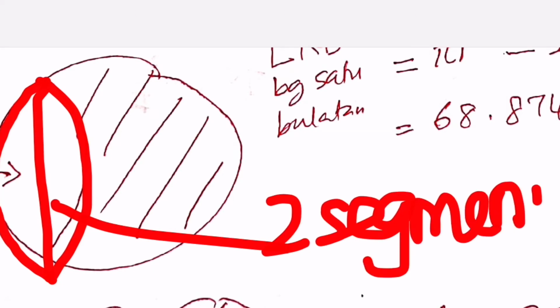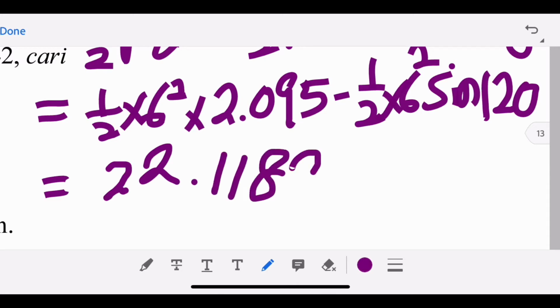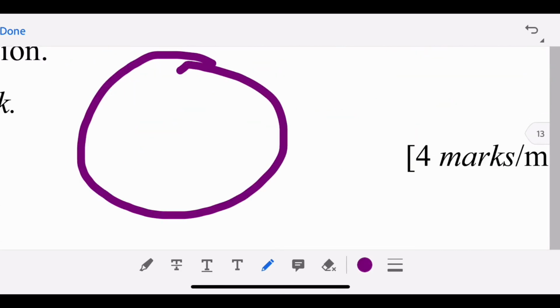So now I'm going to explain to you how I get the answer. I will take 1/2 times 6 squared times 2.095, which is actually 120 degrees in radian, and I have to minus out 1/2 times 6 squared times sine 120 degrees. Then you press your calculator, and the answer that you get should be 22.1189.